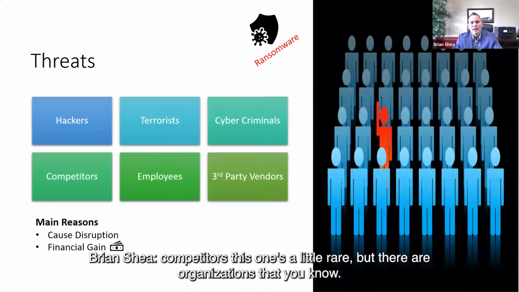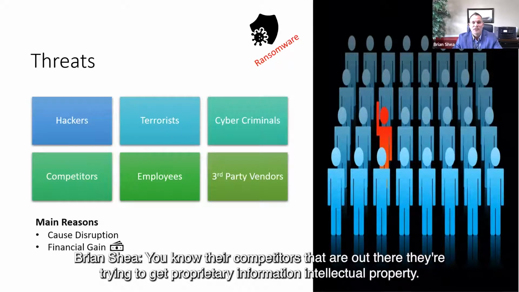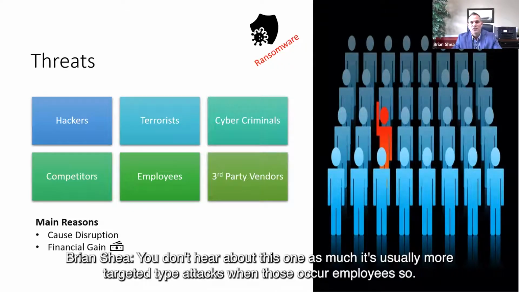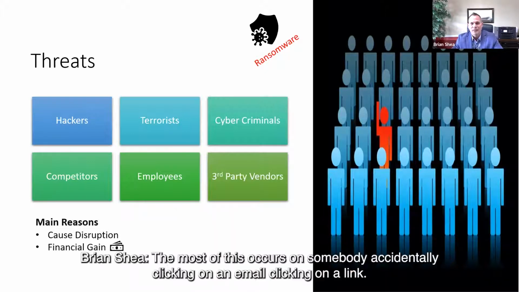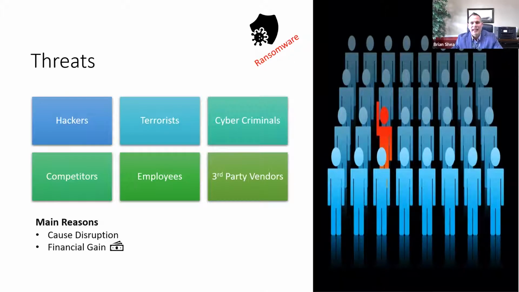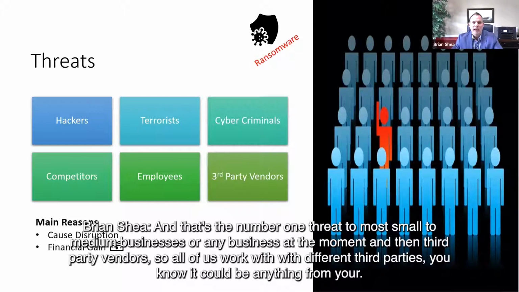Competitors, this one's a little rarer, but there are competitors that are out there that are trying to get proprietary information, intellectual property. You don't hear about this one as much. It's usually more targeted type attacks when those occur. Employees, so people are the number one threat within your organization. And it's typically not something that's purposeful, right? There's a very small percentage that somebody internally is trying to do something bad. Most of this occurs on somebody accidentally clicking on an email, clicking on a link. And that's the number one threat to most small to medium businesses or any business at the moment.